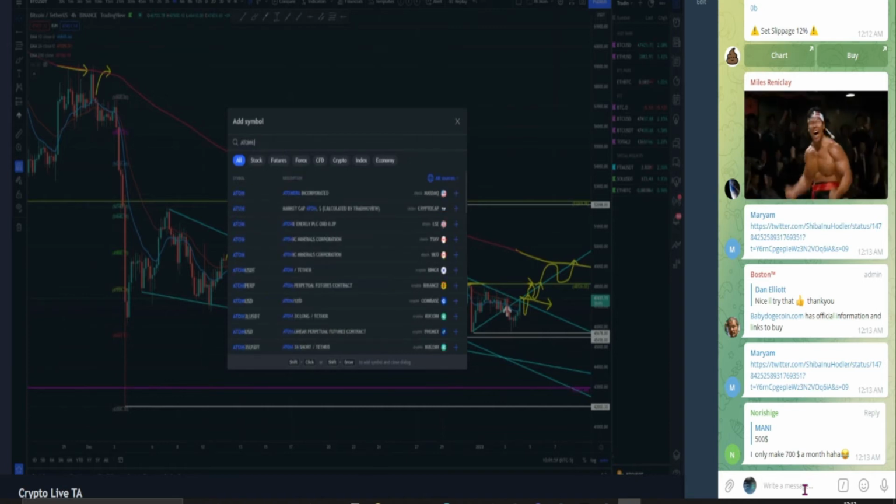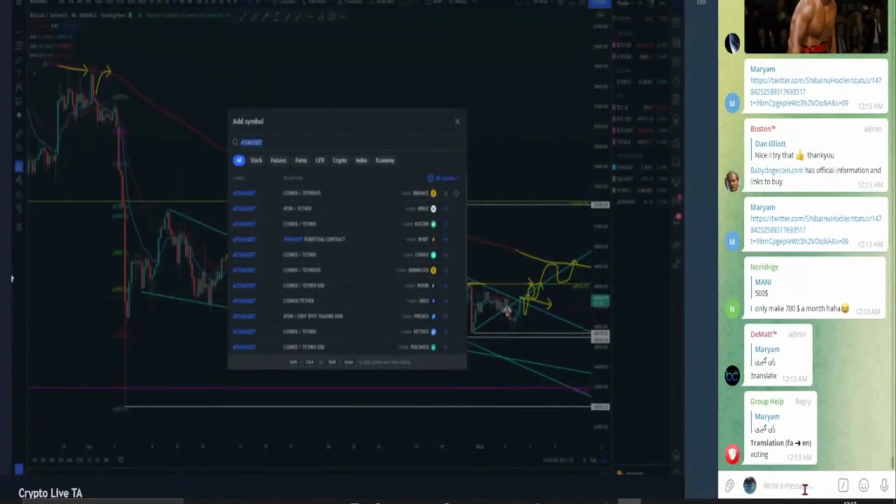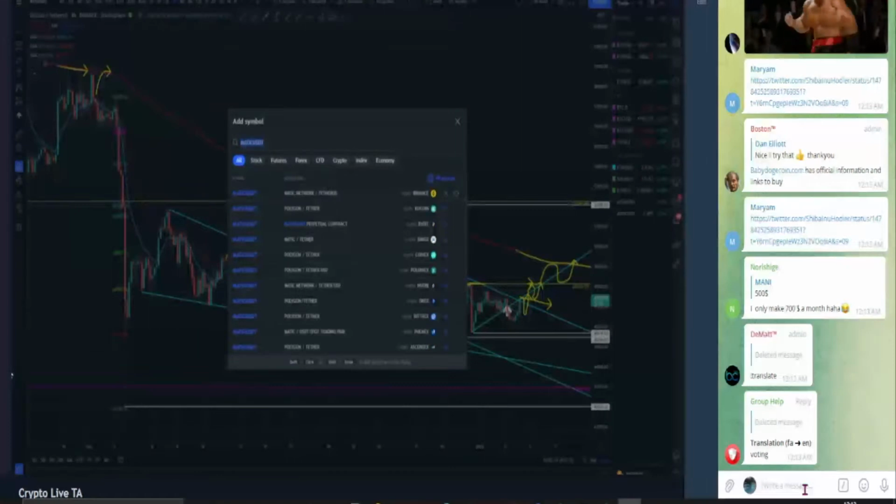Okay, we're gonna get 6 of these, and then we're gonna start looking at them. Gleeful likes Matic every day. Gleeful likes Matic USDT. Gleeful's got a white knuckle spot position on Matic.